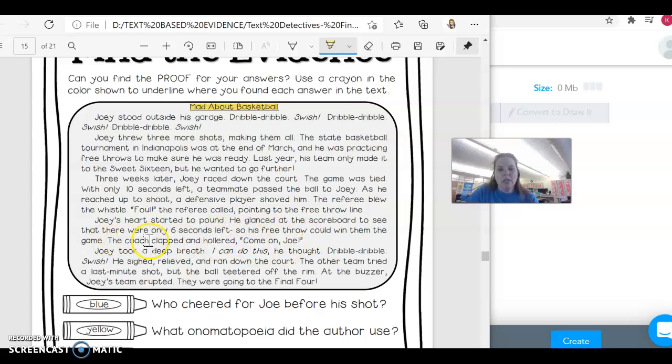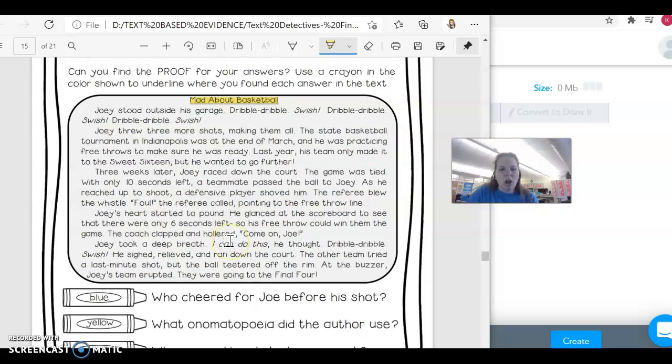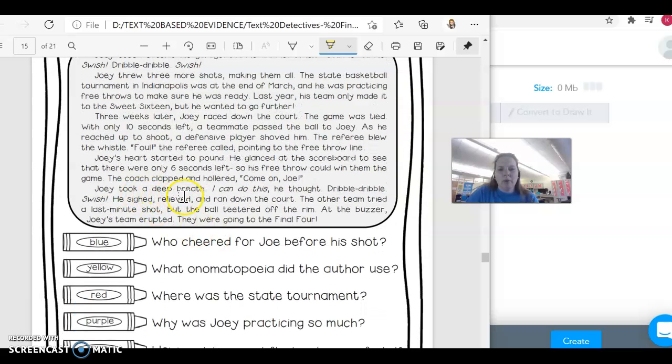The coach clapped and hollered, "Come on, Joe!" Joey took a deep breath. I can do this, he thought. Dribble, dribble, swish, he sighed, relieved, and ran down the court. The other team tried a last-minute shot, but the ball teetered off the rim. At the buzzer, Joey's team erupted. They were going to the Final Four.